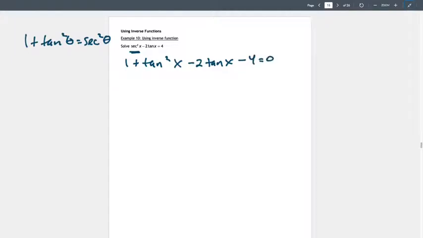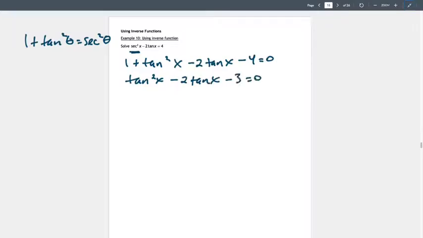Okay, on this one, it wants me to use the inverse trig function. So I'm going to replace secant squared using my trig identity, 1 plus tangent squared theta equals secant squared theta, so that we have the same trig function in that equation. So 1 plus tangent squared x, minus 2 tangent x. I'm going to go ahead and move the 4 over, so minus 4 equals 0.